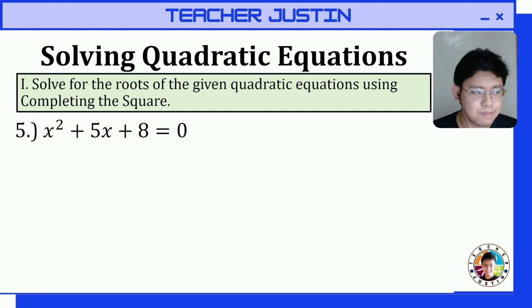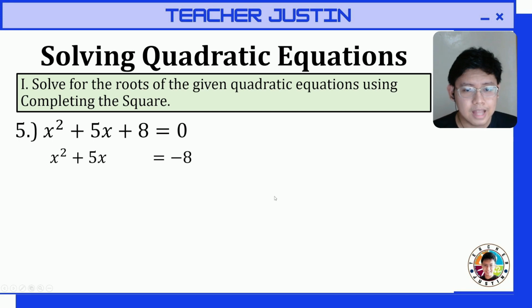So, dito, ilipat natin si positive 8 sa kabilang side ng equation natin. Changing the sign, that will give us x squared plus 5x is equal to negative 8. Tapos, let's perform completing the square to make this binomial a perfect square trinomial. So, anong i-add natin kay x squared plus 5x to make it a perfect square trinomial? So, gagamit tayo ng completing the square formula.